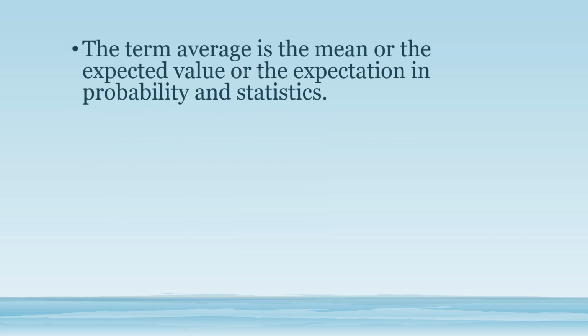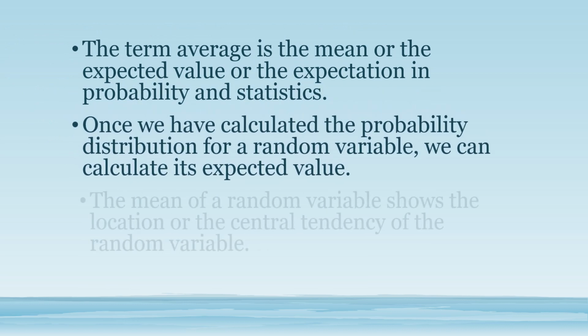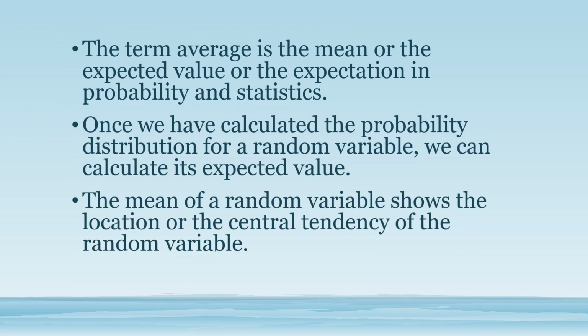In this lesson, we can calculate and solve the average of a discrete random variable. The term average is the mean, or the expected value, or the expectation in probability and statistics. Once we have calculated the probability distribution for a random variable, we can calculate its expected value. The mean of a random variable shows the location or the central tendency of the random variable.